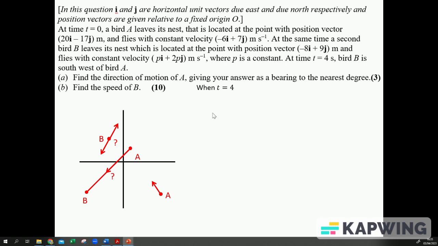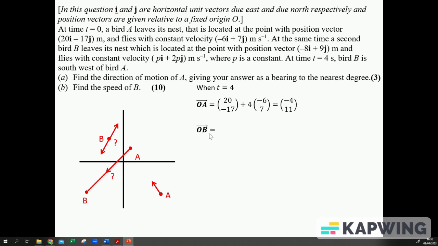Right, so when t is equal to 4, I can work out the position vector of A, because it's initially at 20, minus 17. Its velocity vector is minus 6, 7. So that's what it does every second. So after 4 seconds, the position vector is going to be O to A plus 4 of the velocity vectors. And then when I work that out, I get minus 4 and 11.